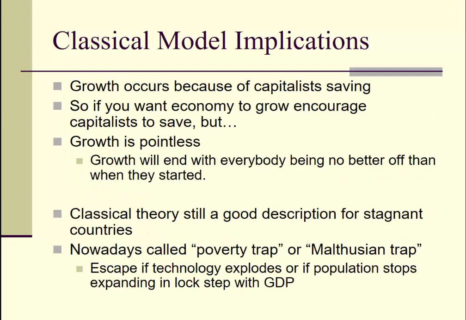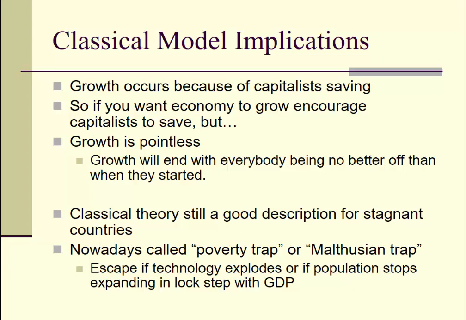So in the classical model, growth occurs because the capitalists were saving. The capitalists were the one input where having some of their thing, capital, made more capital. Now, labor makes more labor. However, labor eats the corn and capital doesn't. So if you want the economy to grow, we have to encourage the capitalists to save. Now, growth is pointless, say the classical economists, because everybody's going to end up no better off than when they started.